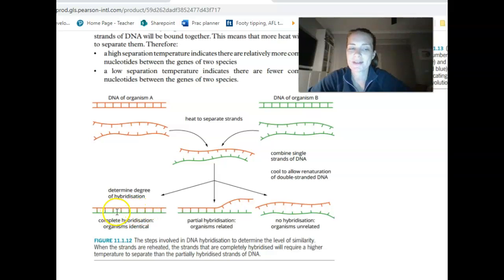So we can assume that these two sequences are very similar. If we have partial hybridization, that's not going to require as high a level of heat to denature it that second time around. So this would be the highest temperature. This would be the next highest temperature required to denature it again. If there's no hybridization, then obviously it's going to be very little hybridization. There's going to be very little temperature that's going to be required to denature that sample. So that's how they establish how alike the two strands are that have hybridized.